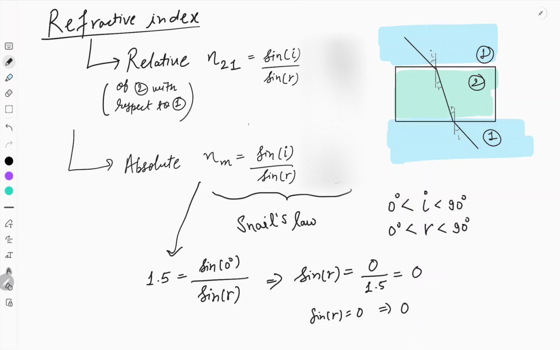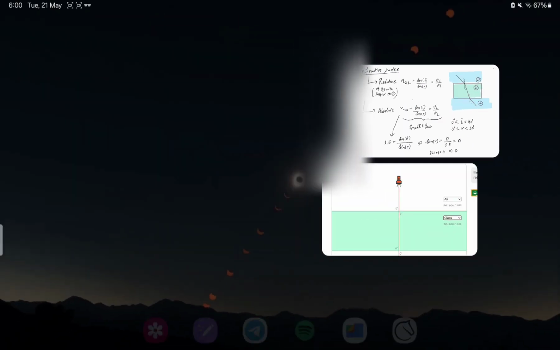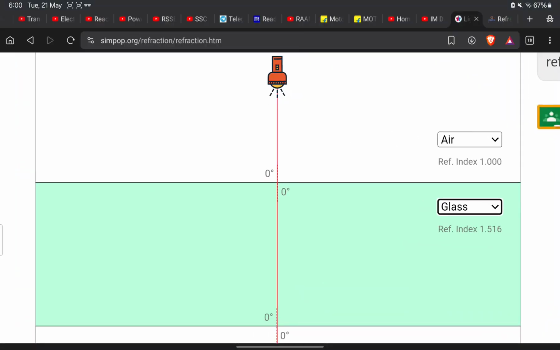You can see that from the table in your mathematics textbook, which tells the values of sine, cos, etc. So this mathematically tells us that if you incident the light on a medium at 0 degree, it won't refract at all, and that's what we saw in our simulation as well. It just passes through. How amazing is that? Okay, so the 0 degree limit is done.